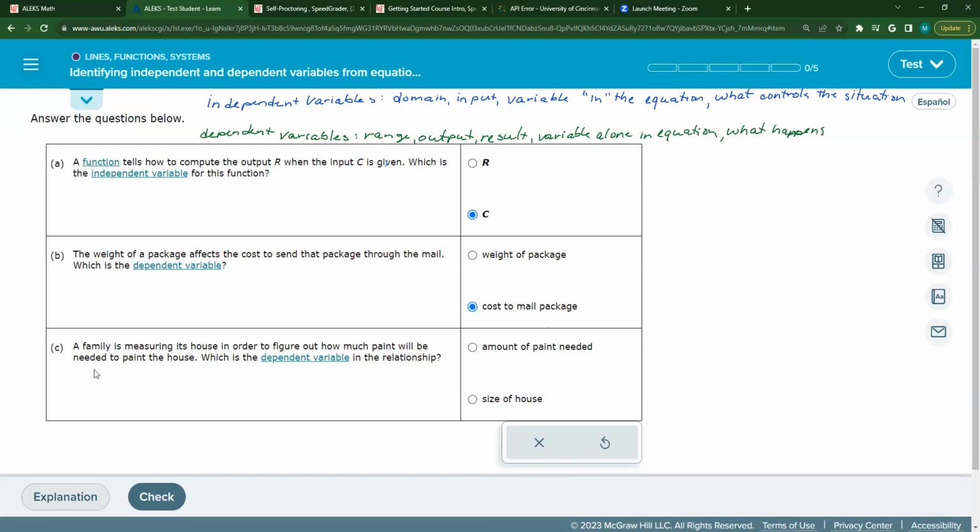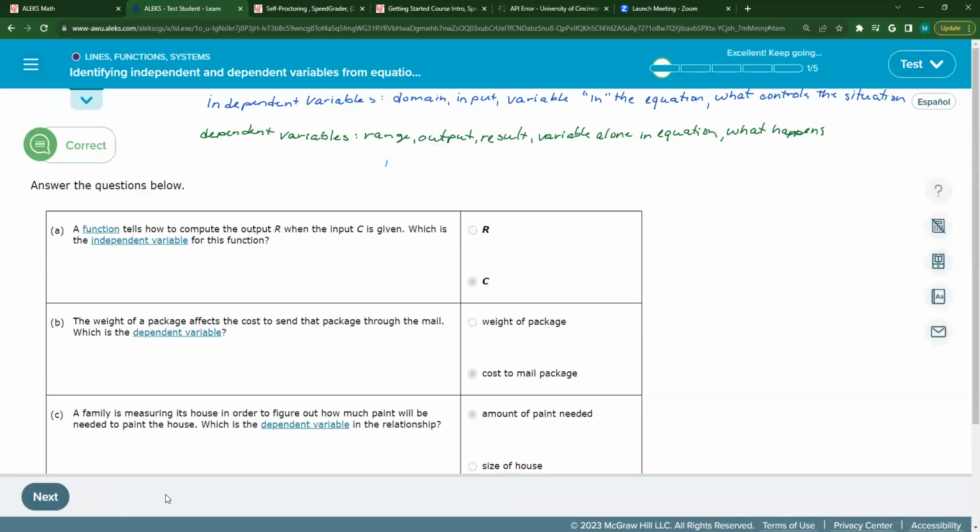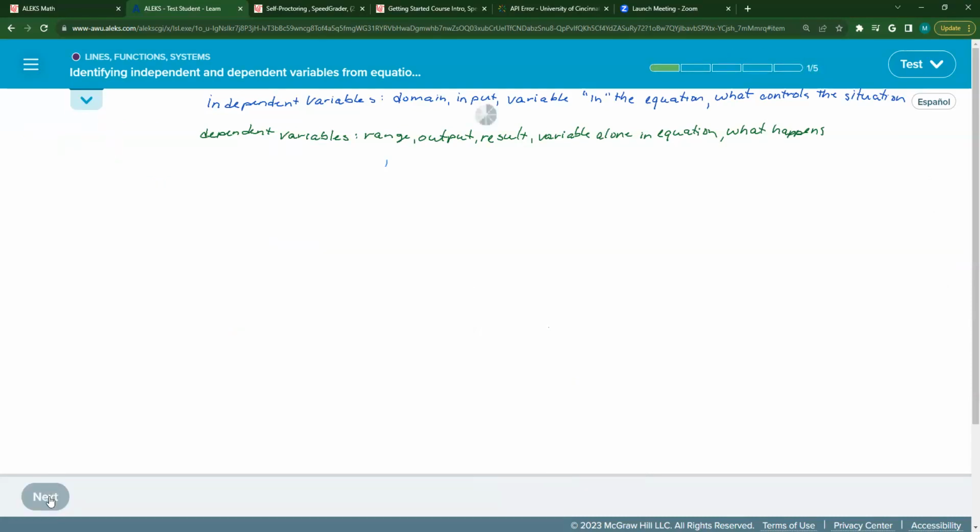All right, a family is measuring its house in order to figure out how much paint will be needed to paint the house. Which is the dependent variable in this relationship? So the size of the house is controlling how much paint we need. The size of the house is the independent variable. The dependent is the result, or the amount of paint. And then we should be good with this. We'll check this answer. All right, so we've got 2 more to go. I'm going to leave my notes at the top of the page, and we're going to get our next question.